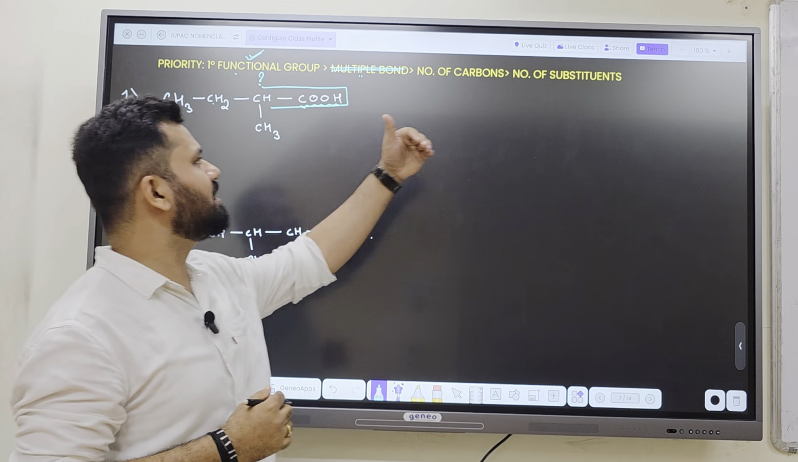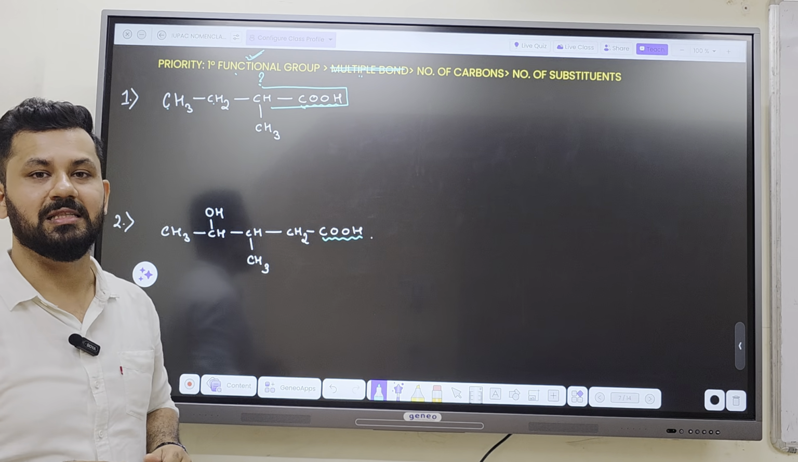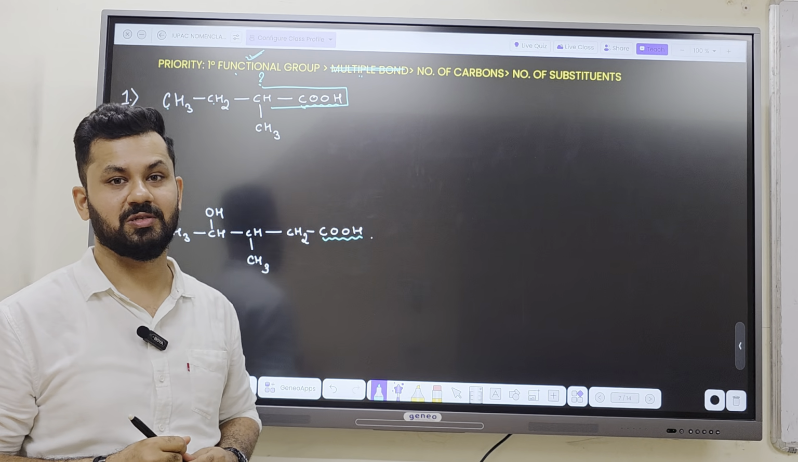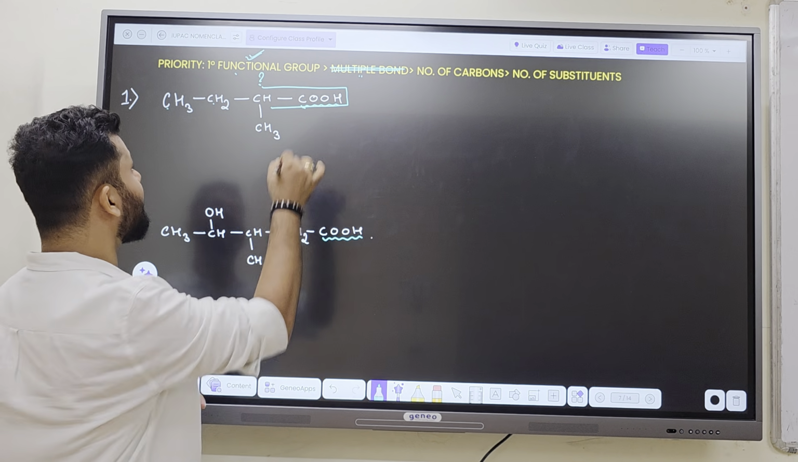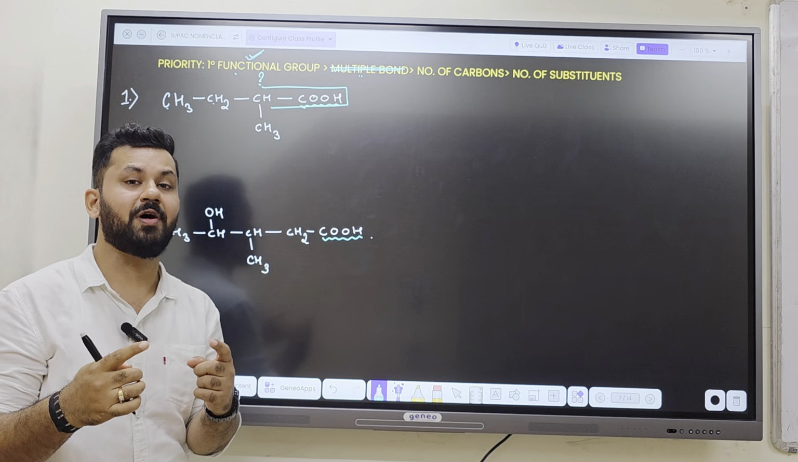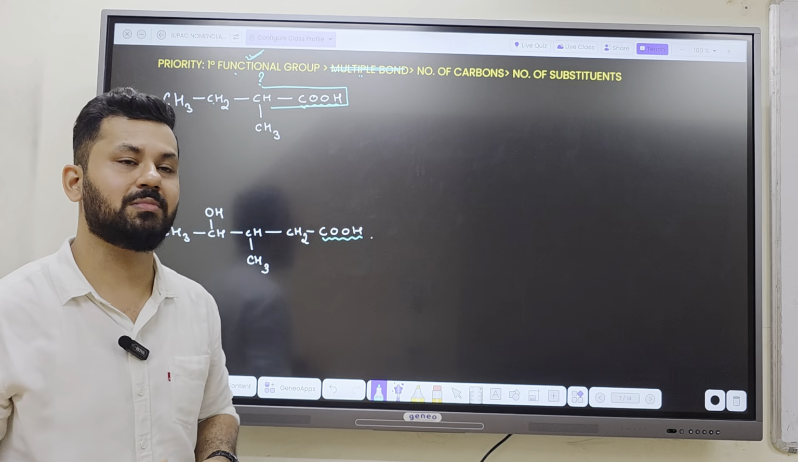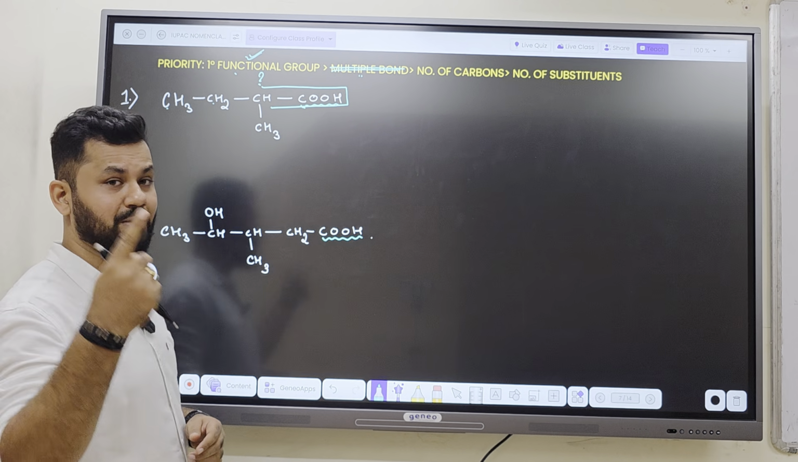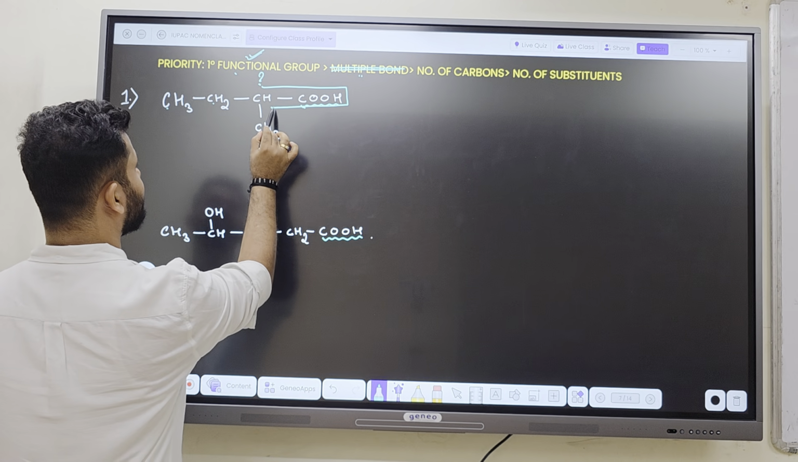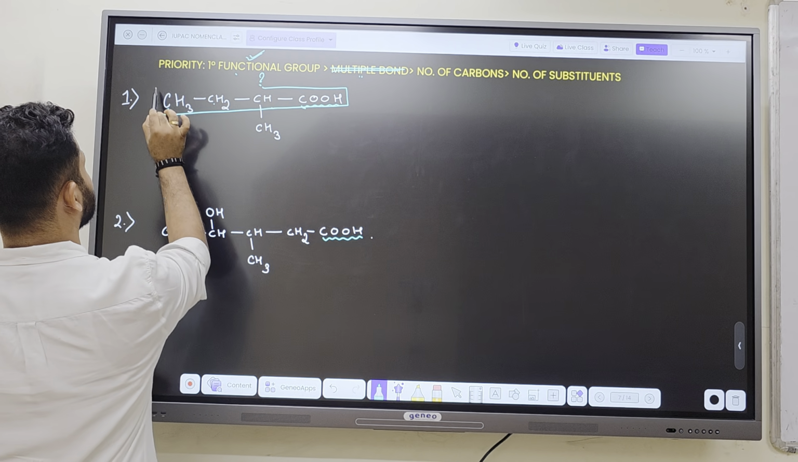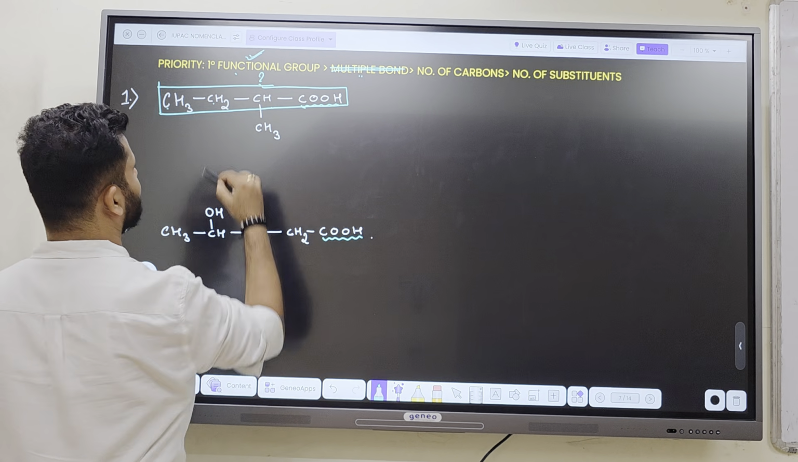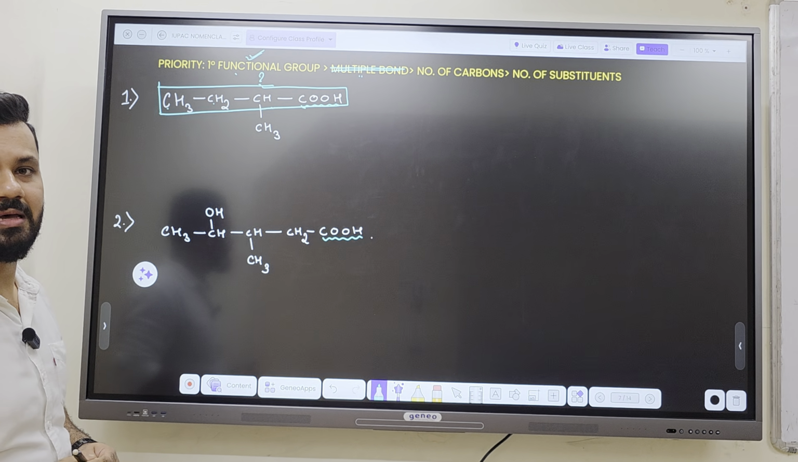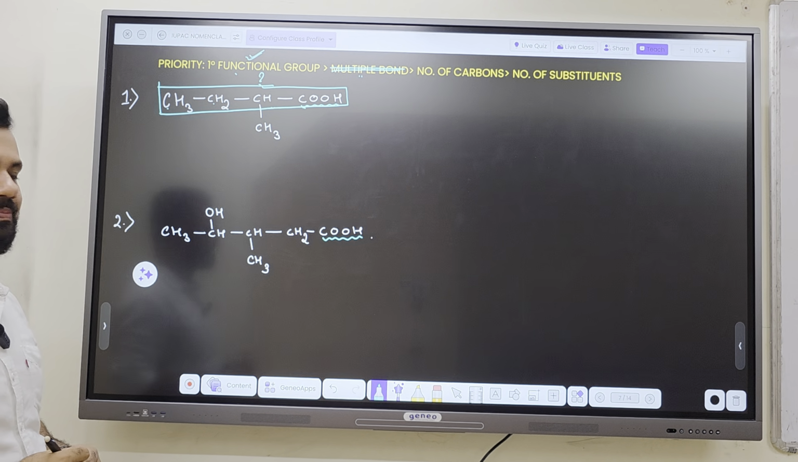I'm going to move to the next criteria, that is number of carbons. I have to choose that path in which I will find maximum number of carbons. If I go straight, I encounter 2 carbons. If I move down, I encounter only 1 carbon. So in that case, I will go straight. So this one would become our parent carbon chain.